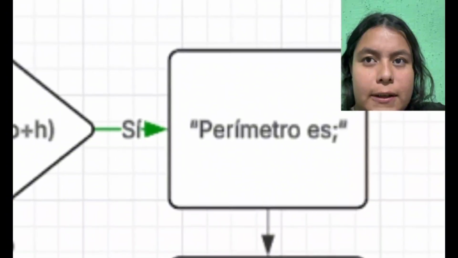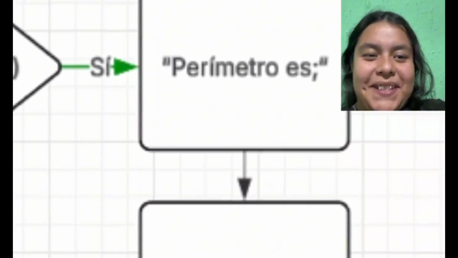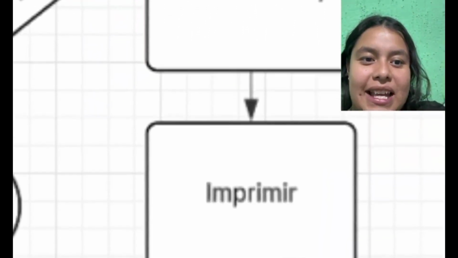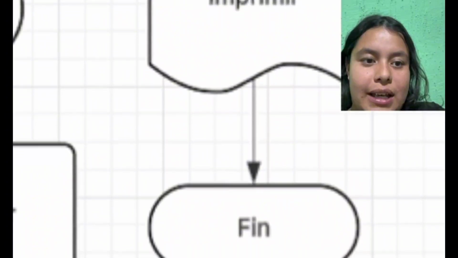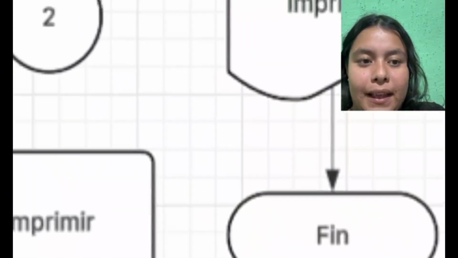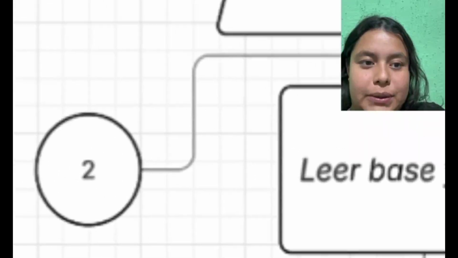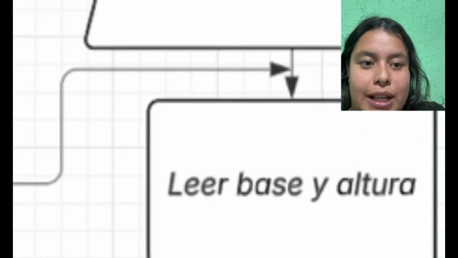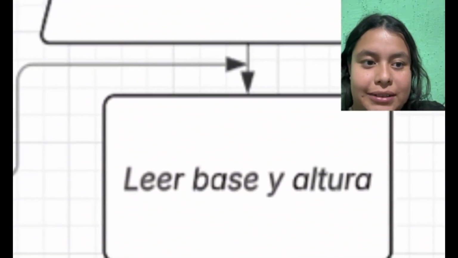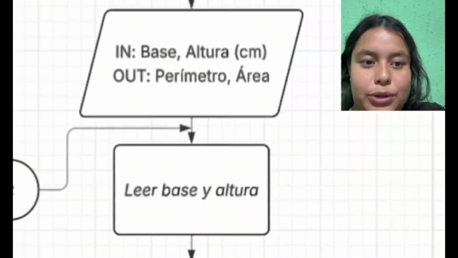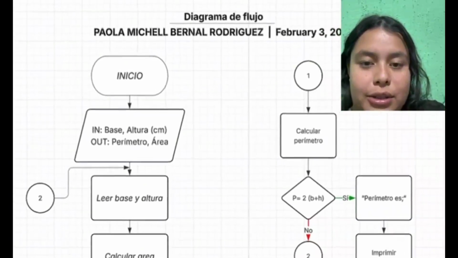If yes, in process, perimeter is the same appears, that is printed and then it will be the end. If not, here I decided to put this one back to read the height, and from there it will continue as a small loop.